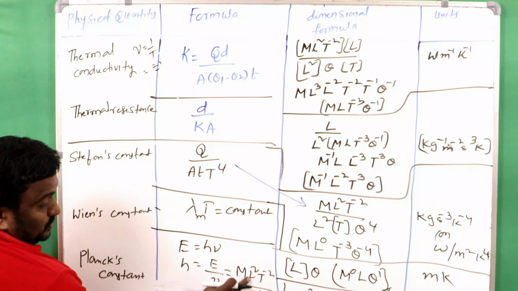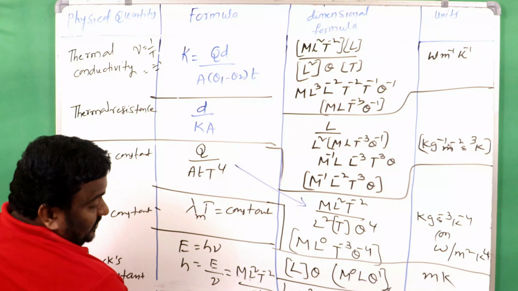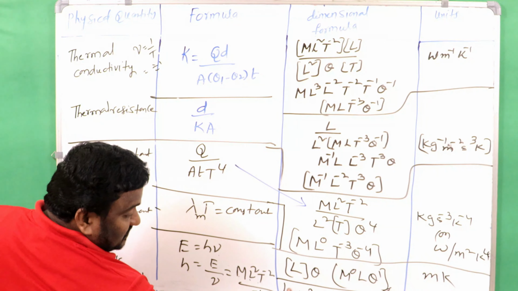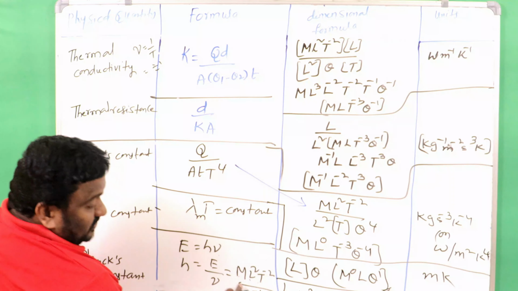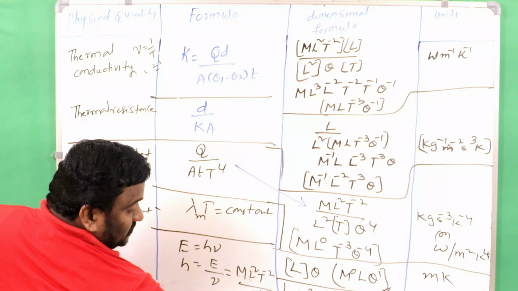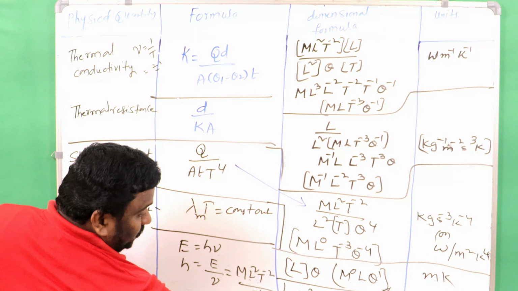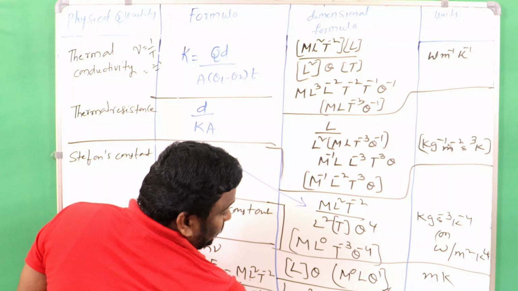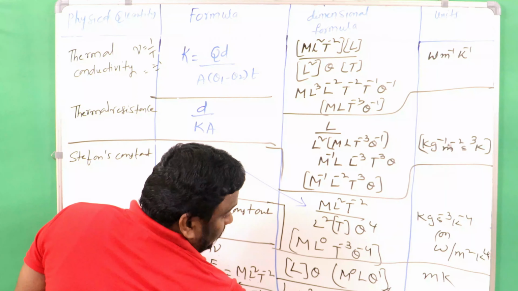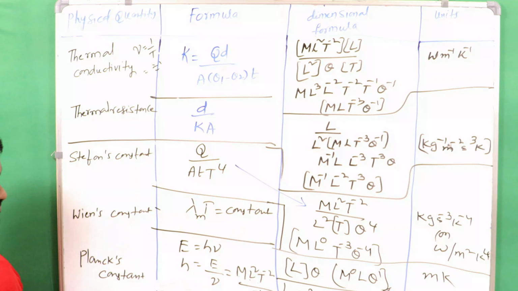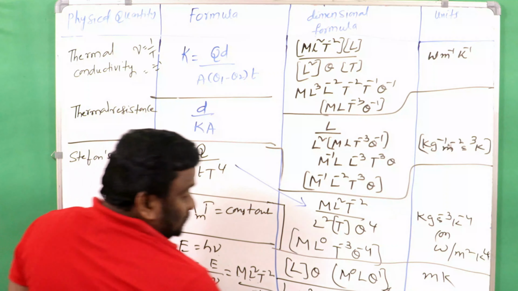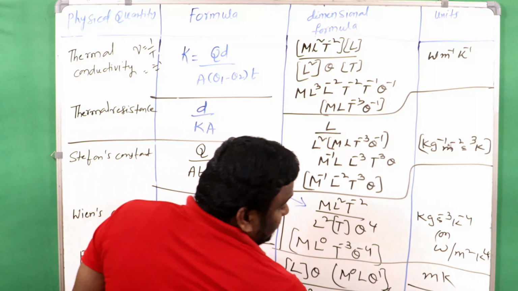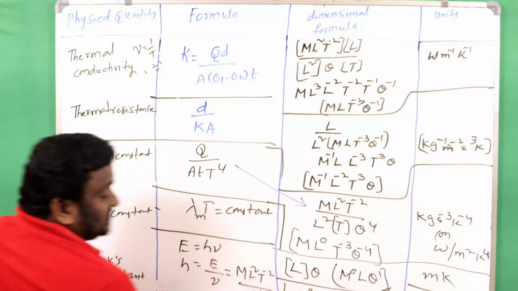If this comes to the numerator, here what you get is ML²T⁻², and if this comes to the numerator, it is T⁺¹. So here ML²T⁻² and T¹. Then what you get here is ML²T⁻¹, that is the dimension formula of Planck's constant. Clear? So the unit is what? Energy over frequency, that is joule second.